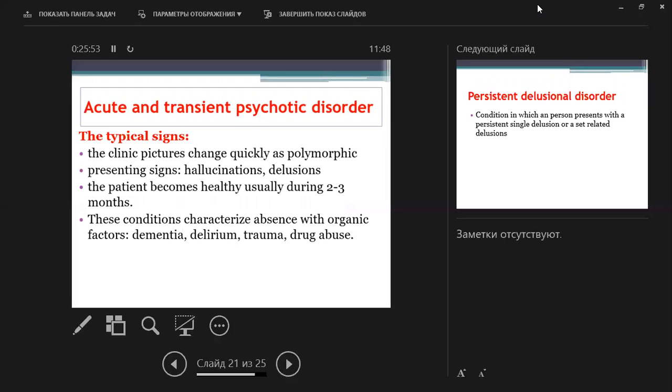Typical signs: the clinical picture changes quickly, it is polymorphic, that is, now one hallucination, then another hallucination, then one thoughts, another thoughts. Presenting signs of hallucination, different delusions. The patient becomes healthy usually during 2-3 months, maybe during 1 month. And these conditions are characterized by absence of organic factors, dementia, delirium, trauma, drug abuse, and others. That is, we must exclude all organic causes, we must exclude dementia, we must exclude schizophrenia.